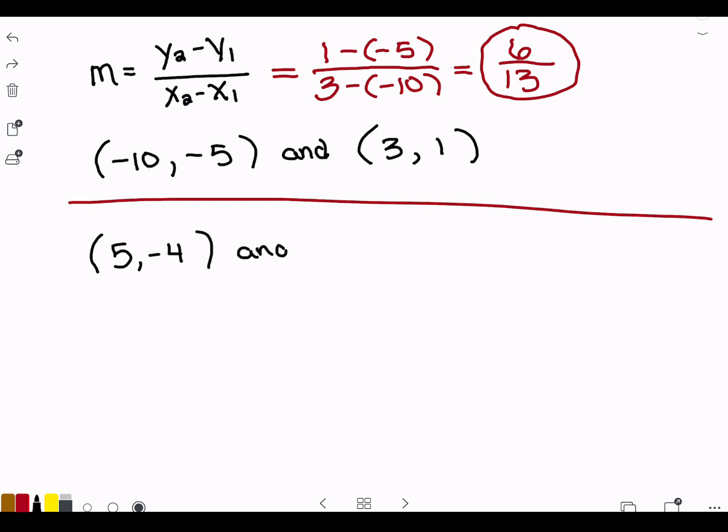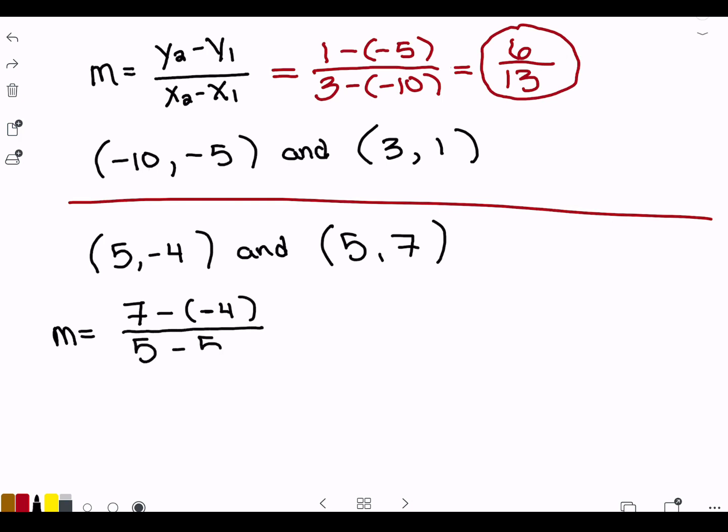So let me give you another point. (5, -4) and (5, 7). I'm going to plug this into the slope formula. So that's going to be y2, which is 7, minus y1, which is -4, over x2, 5, minus x1, 5. So at the top, that turns into 7 plus 4, which is 11, over 5 minus 5 is 0. So wow, you have 11 over 0. If you plug that into the calculator, it's going to say error, because anytime you have 0 in the denominator, it's going to be undefined. You can't do it.